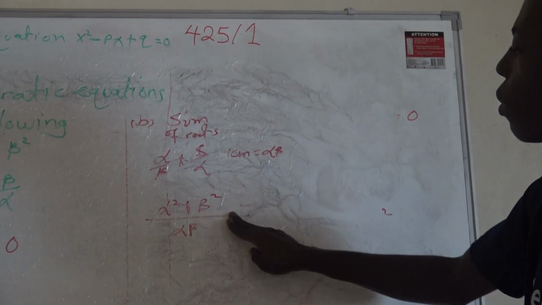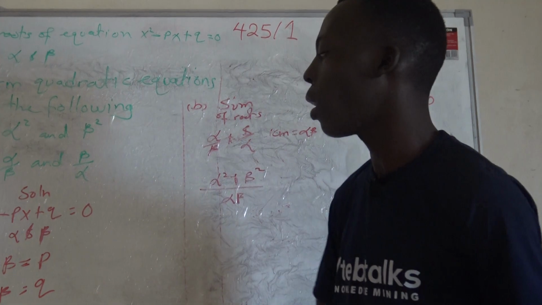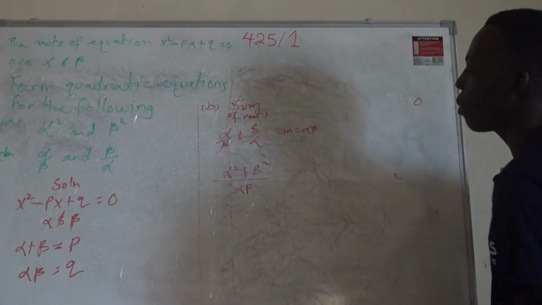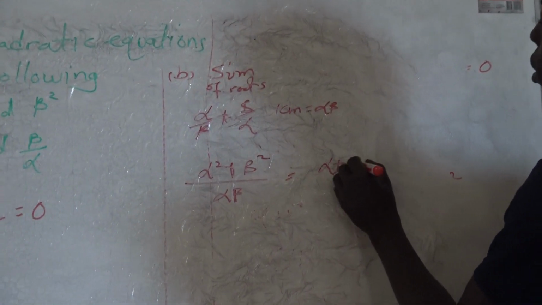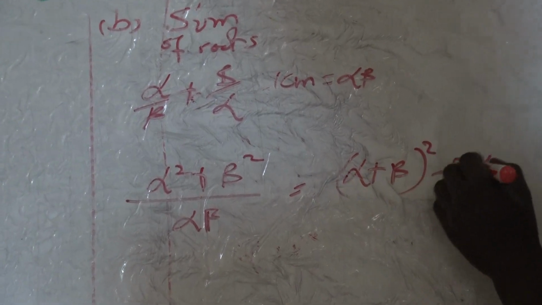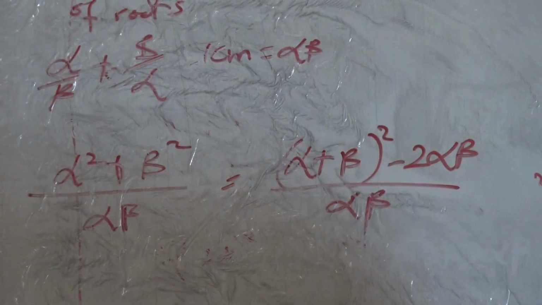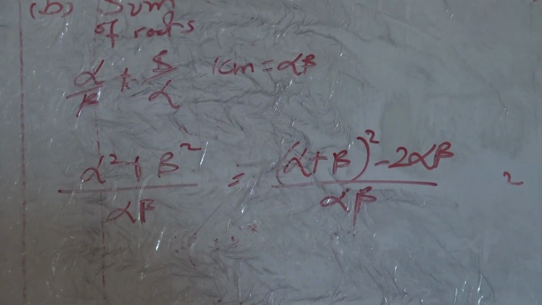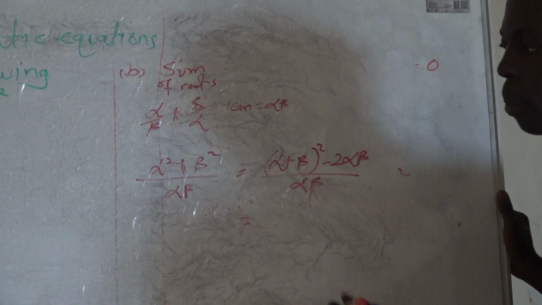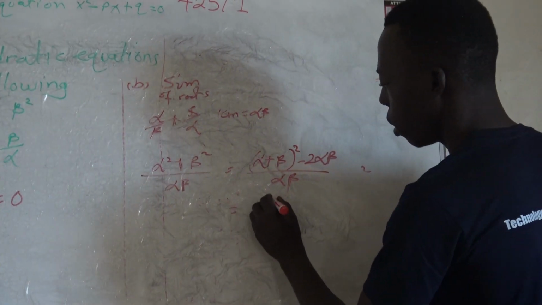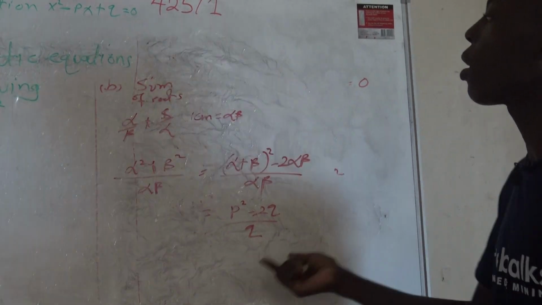So now we have to see how we can deal with this so that we can come out with alpha plus beta and alpha beta. When we expand this, we have to get something like alpha plus beta, the whole thing squared, minus 2 alpha beta, all over alpha beta. Having got this, we substitute in the values of alpha plus beta and alpha beta, which gives us p squared minus 2q out of q as our sum of roots.